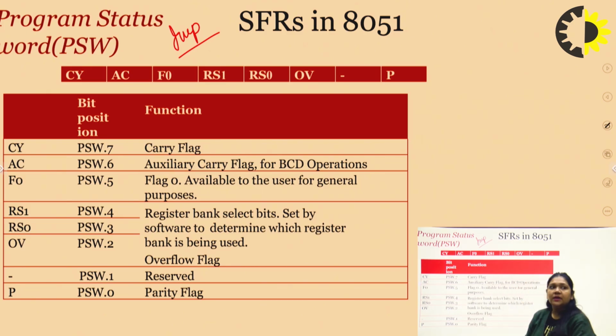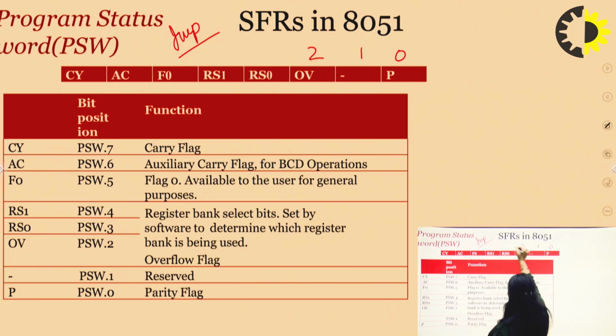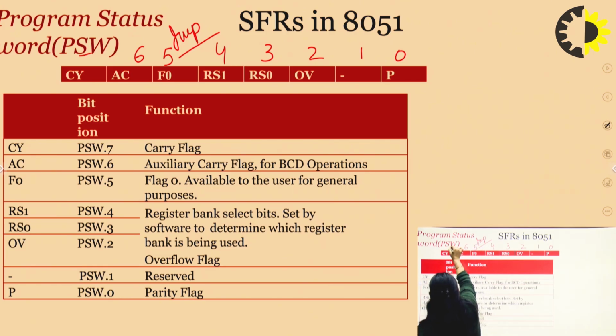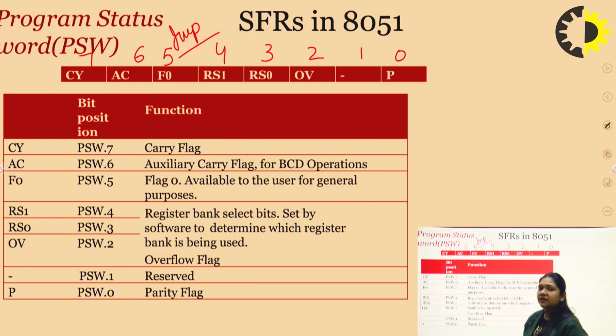Next, this is also an important topic, the program status word. A 2 marks question can also come in between from this part. This is an 8-bit register known as the program status word, which reflects the status of the accumulator contents. Here we can see 8 bits are there: 0, 1, 2, 3, 4, 5, 6 and 7. Every bit has a different function. Bit 0 is the parity flag.